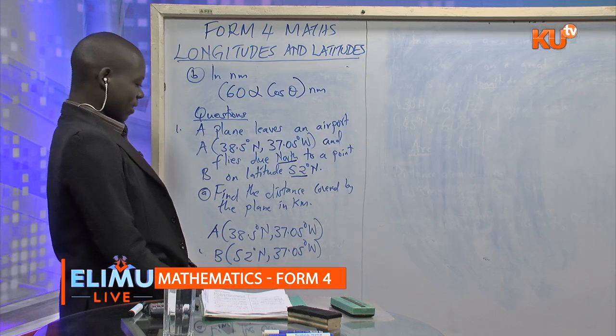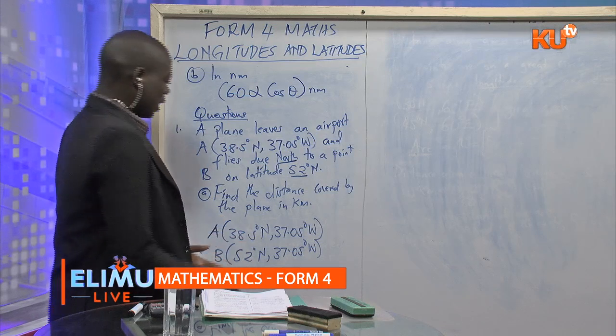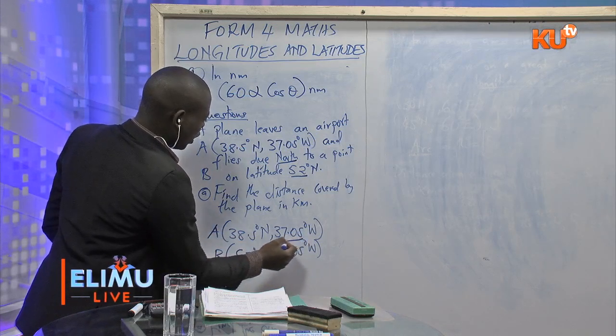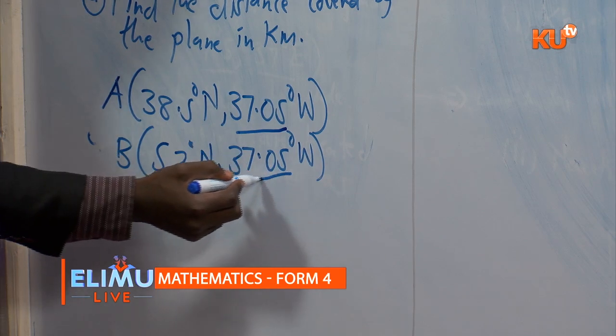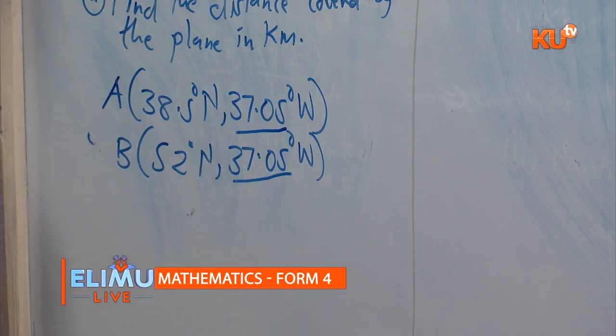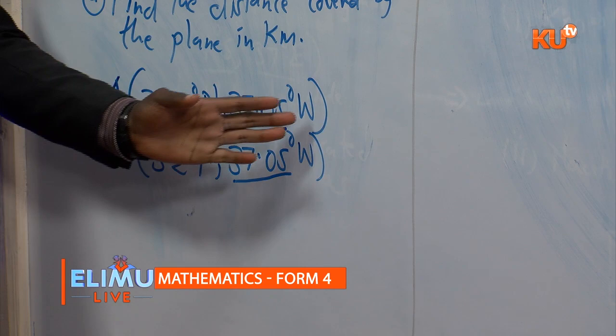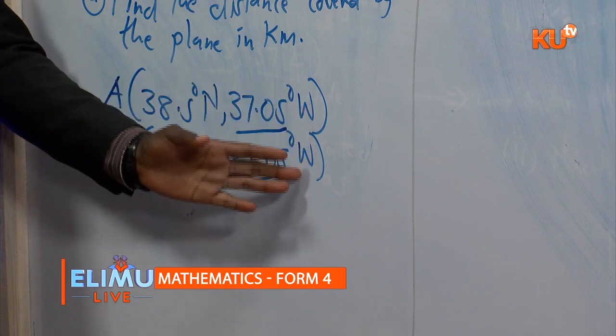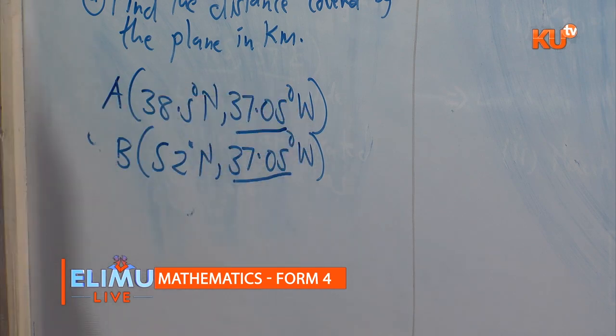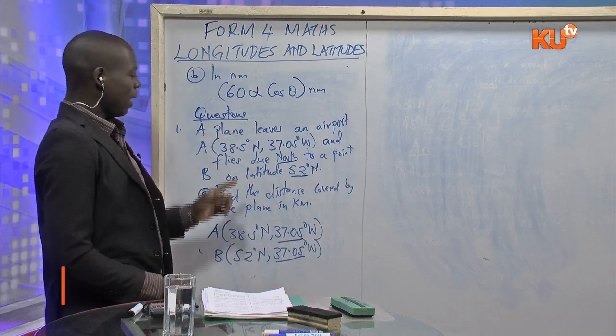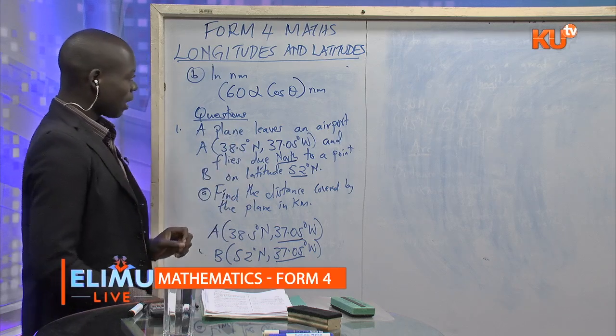If this is the case, then we can see these points share the same longitude angle, 37.05 degrees, and they share the same side. They are on the same side of the Greenwich meridian, west-west. So this is a great circle. So if you can identify it's a great circle, calculations become simple.